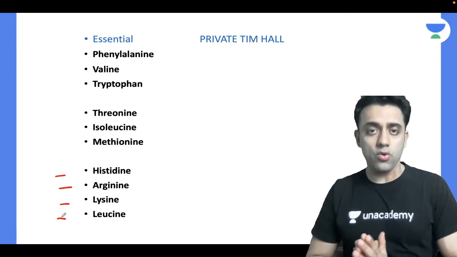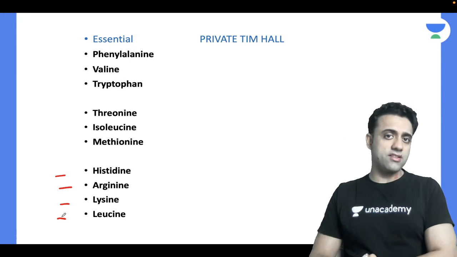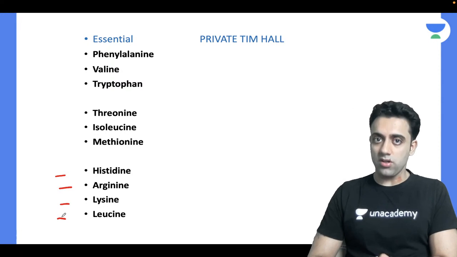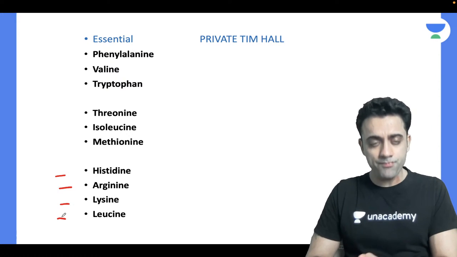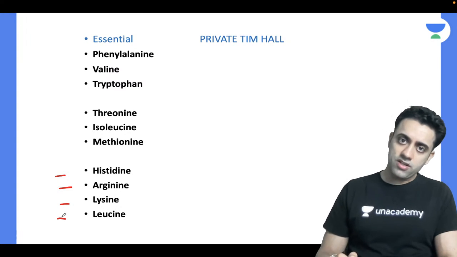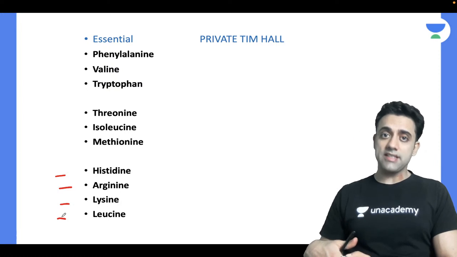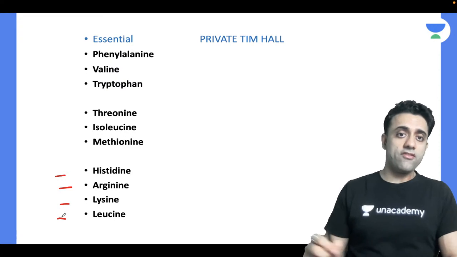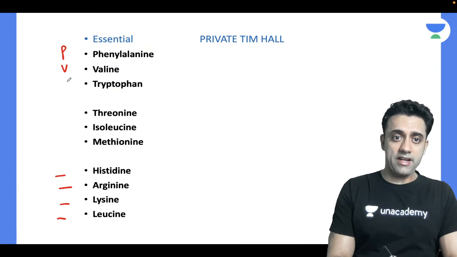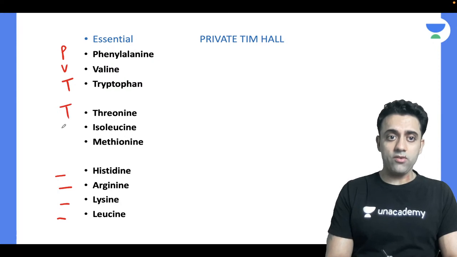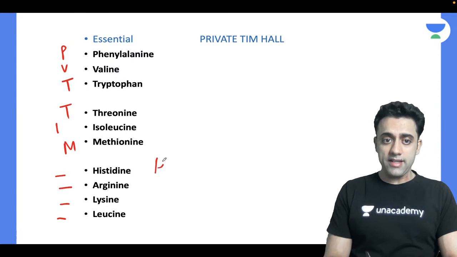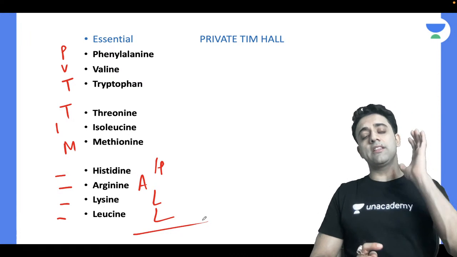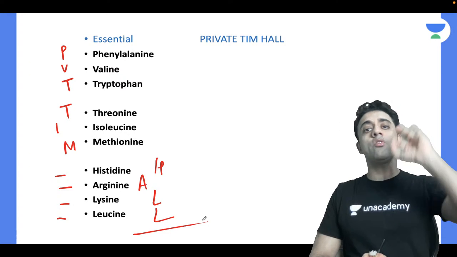It's a revision class, an oral class, NEET PG is just around the corner. Let's finish this topic. Questions from IEM always come. We are studying disorders of amino acid metabolism. Among the essential amino acids we have PVT TIM HALL: phenylalanine, valine and tryptophan, threonine, isoleucine and methionine, and histidine, arginine, lysine and leucine. These are the important essential amino acids.